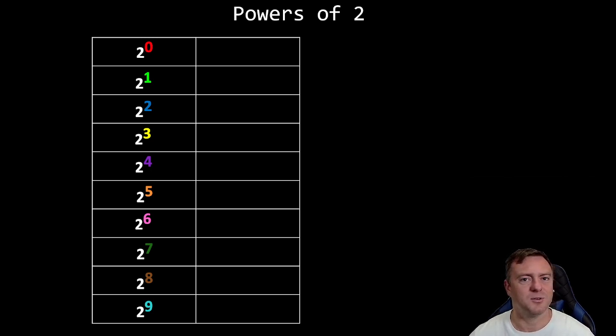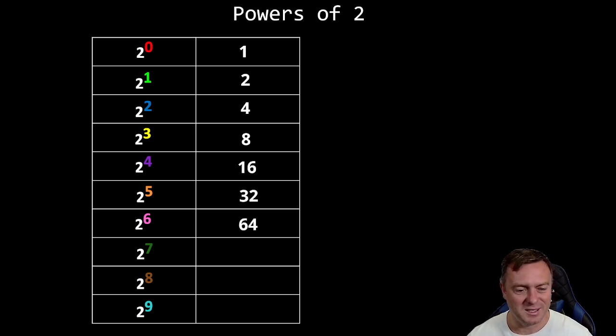And it starts with 2 to the power of 0. So anything to the power of 0 is always equal to 1. 2 to the power of 1 then is equal to 2. 2 to the power of 2 is equal to 4. Then you have 2 to the power of 3, which gives you 8. 2 to the power of 4, which gives you 16. 32, 64, 128, 256, and then at the end you've got 512.